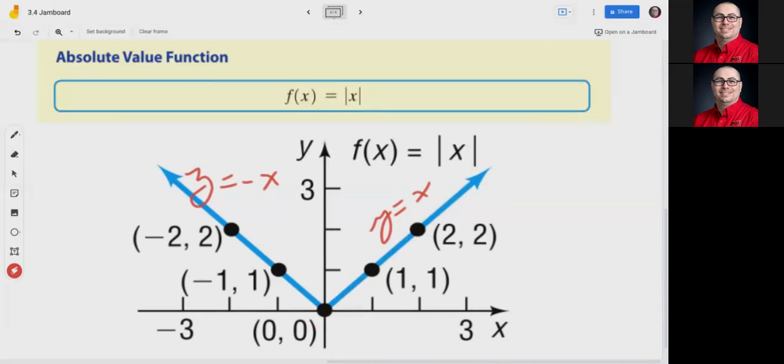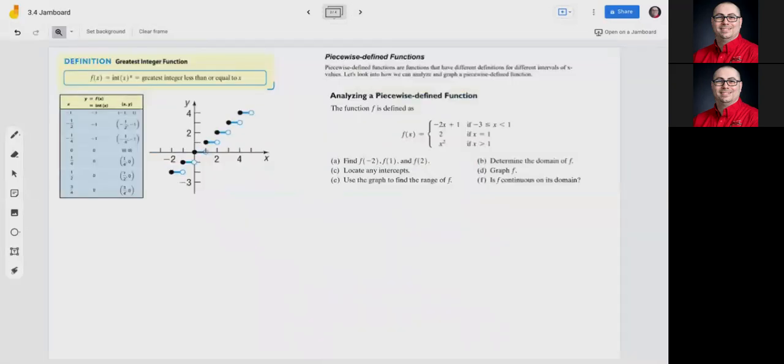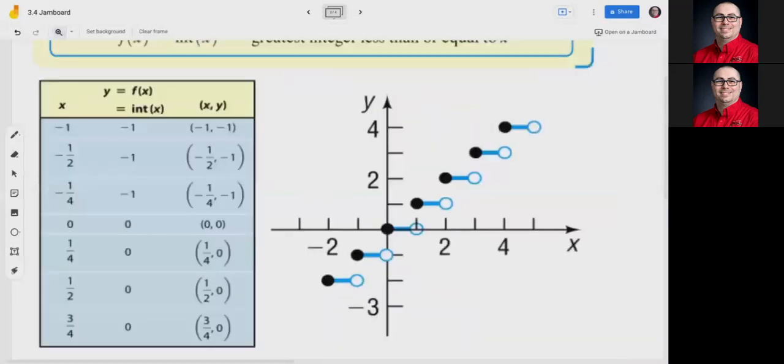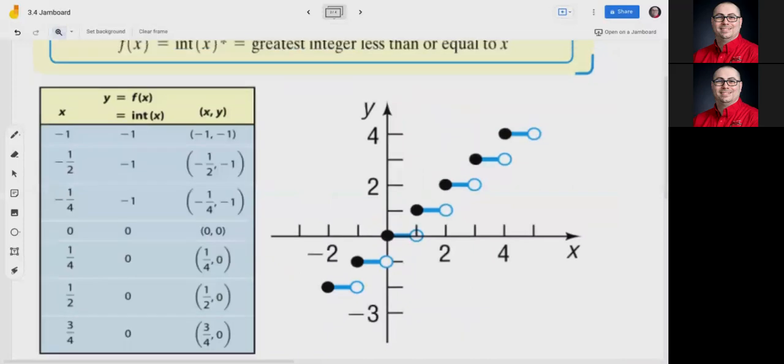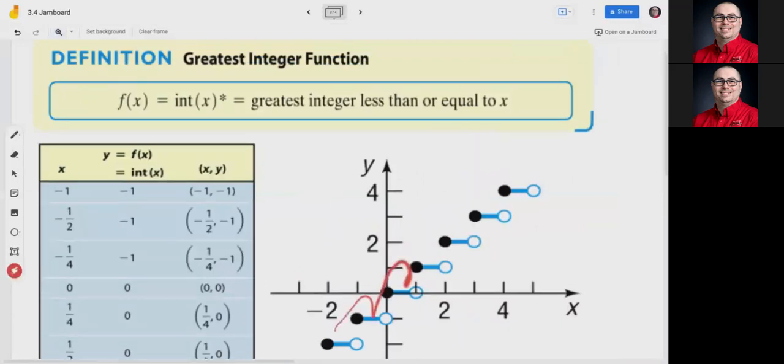And I think we got one more function to talk about. And this is a little specialized function. It's called the greatest integer function. They also call it a step function because it looks like steps. Basically, f of x will return the integer of x, which is the greatest integer less than or equal to x.